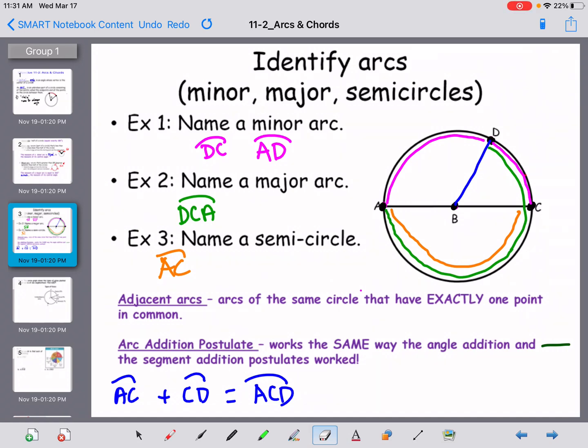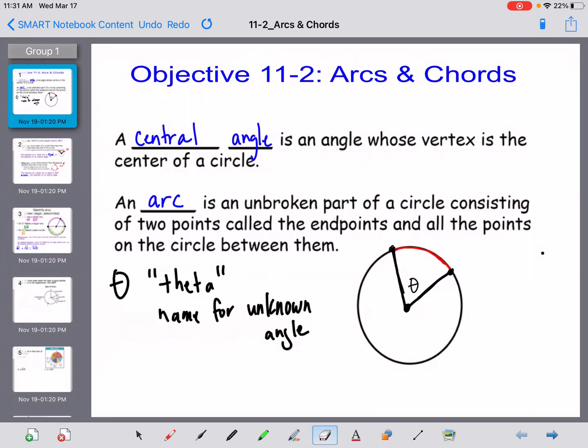All right, so we're going to start off with 11.2, arcs and chords. A central angle is an angle whose vertex is the center of a circle. Remember that theta is the name that we're going to use for an unknown angle. And an arc is an unbroken part of a circle consisting of 2 points called the endpoints and all the points on the circle between them.